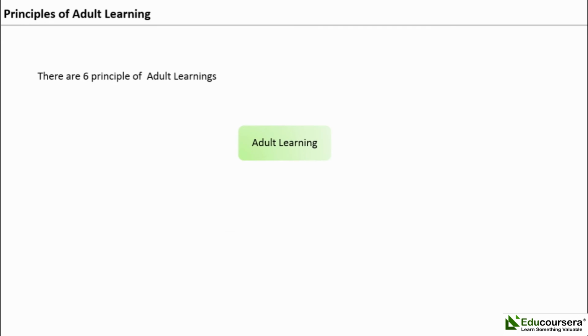There are 6 principles of adult learning. Need to know. Adults need to know the reason for learning. Experience. Adults draw upon their experiences to aid their learning. Self-concept. Adults need to be responsible for their decisions on education, with involvement in planning and evaluation of their instruction.